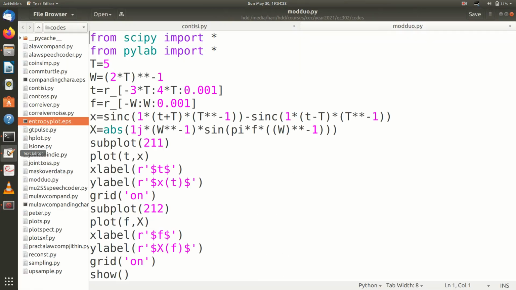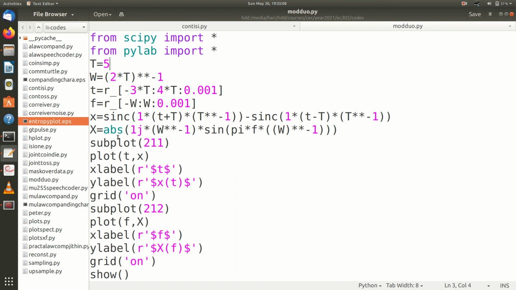Let us look into this Python code. This is mod duo. Here also I put T equal to 5, and this is my W, that is 1 by 2T, and this is the time axis, that is minus 3T to 4T with an increment of 0.001. And this is the frequency domain, from minus W to W with an increment of 0.001. And this is my modified duobinary signal, that is sinc((t plus T)/T) minus sinc((t minus T)/T). This division by T I achieved with the power T raised to minus 1.